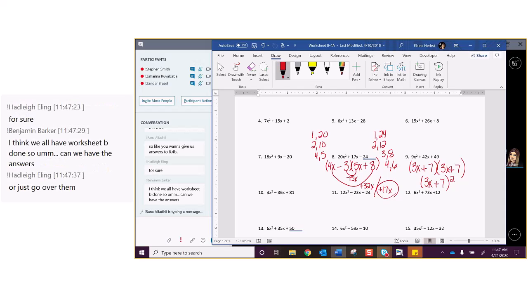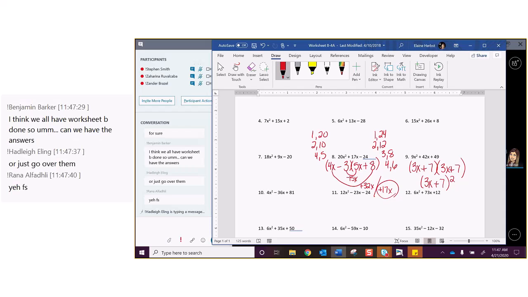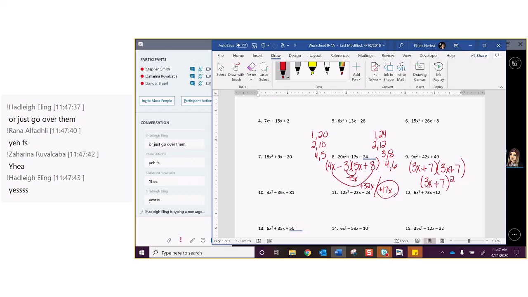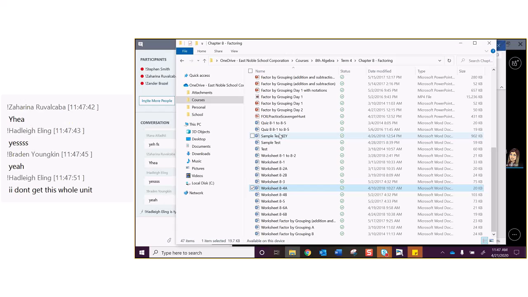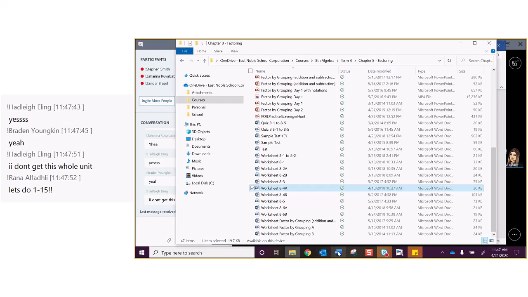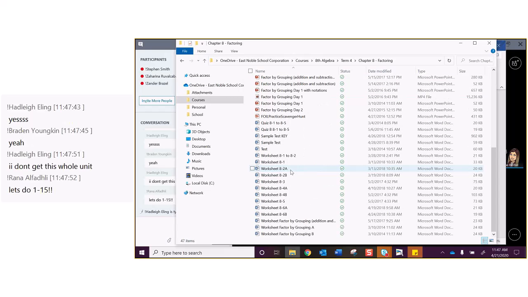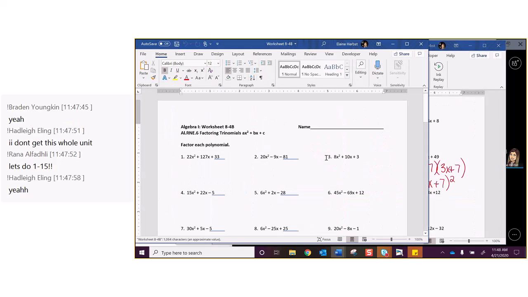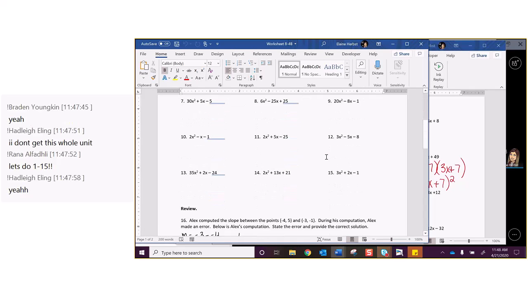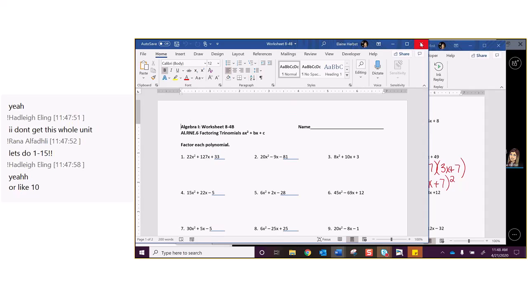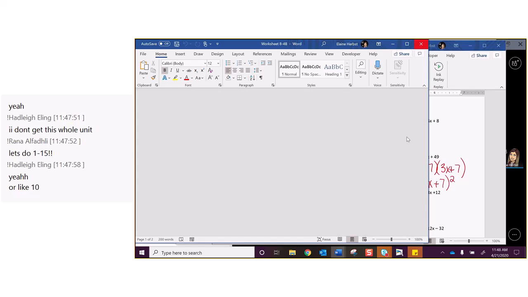No, but I'll work some out if you want to switch over to worksheet B. Okay, let me open up worksheet B. I'm going to open it the other way because I don't know what I'm grading yet. So I'll do a few, but I'm not going to do the ones I'm grading. Okay, what is that? 2, 3. Oh, come on.